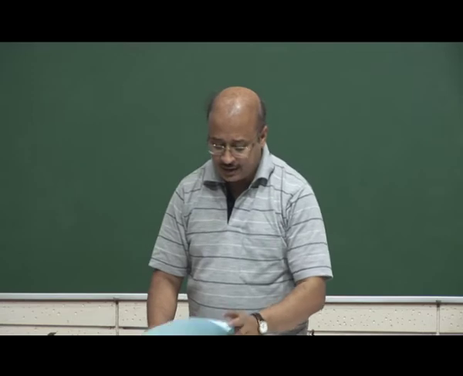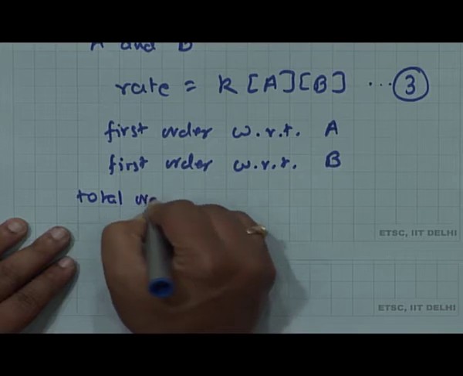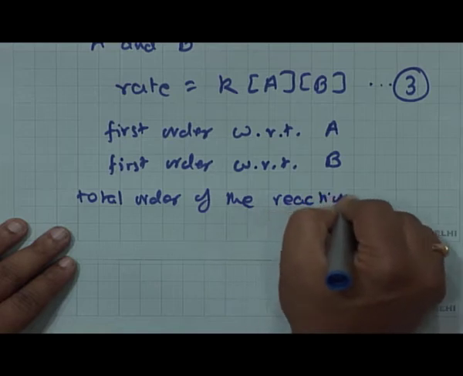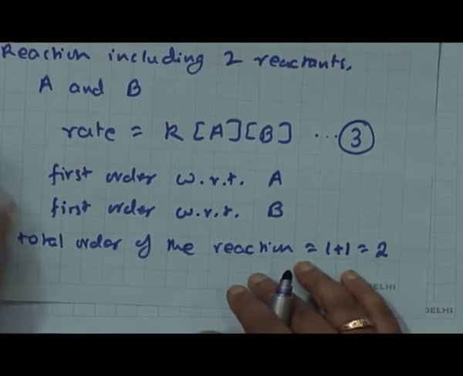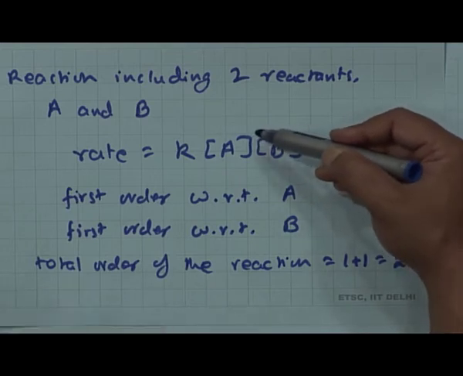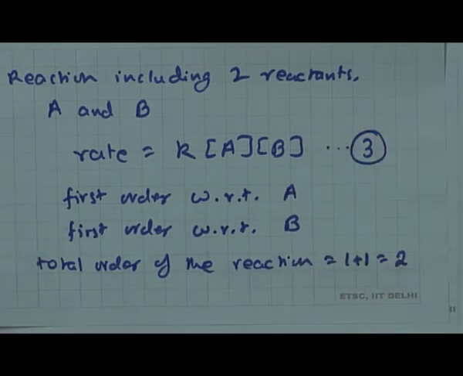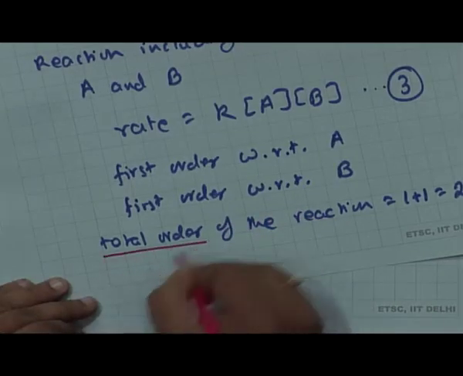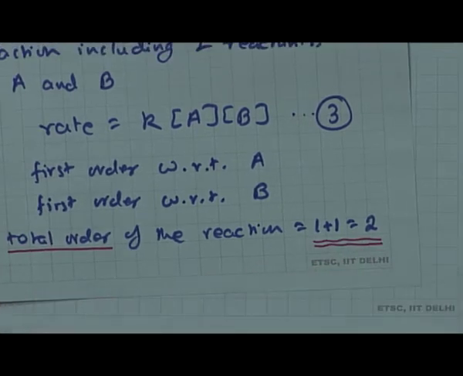Then what we can say is that the total order of the reaction is 1 plus 1 equal to 2. So, what does it mean? That the total order of the reaction is the sum of the exponents, where the exponent for A is 1 because first order with respect to A, and the exponent of B is 1 because first order with respect to B. So the total order of the reaction then is 1 plus 1, which is equal to 2.